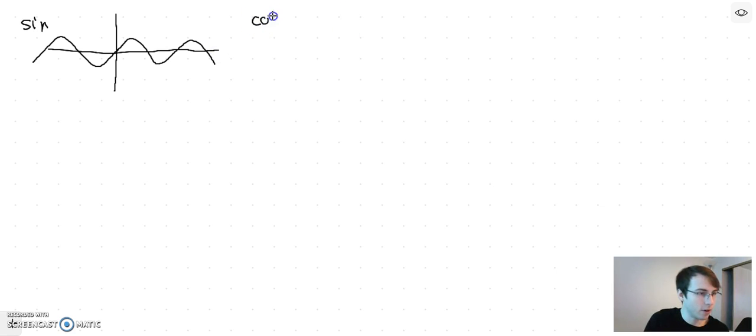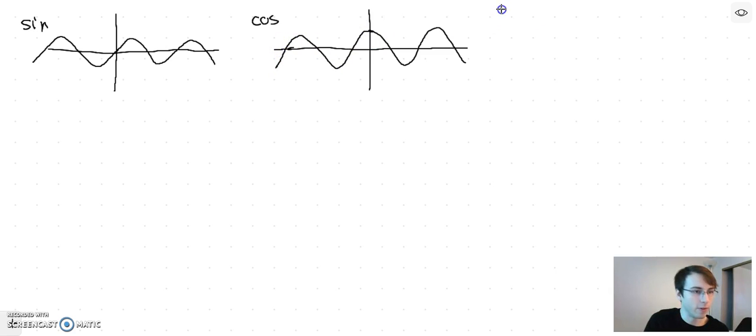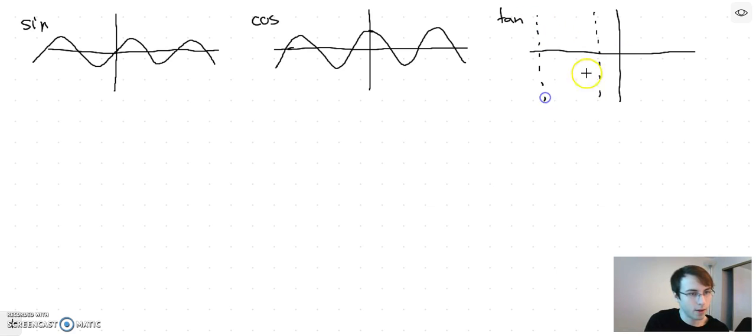Graph of cosine, that looks like this. And graph of tangent looks like this.